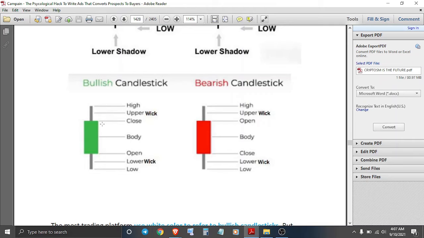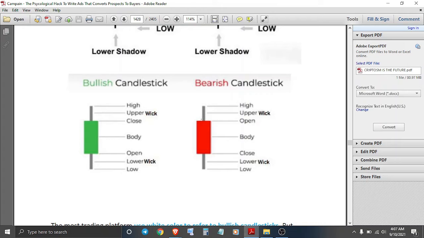Now this is how to understand the candlesticks, which are bullish and bearish. Remember, this is the wick or tail or shadow. Now okay, so now in the bearish candlestick, it is almost the same thing but opposite of the bullish candlestick.